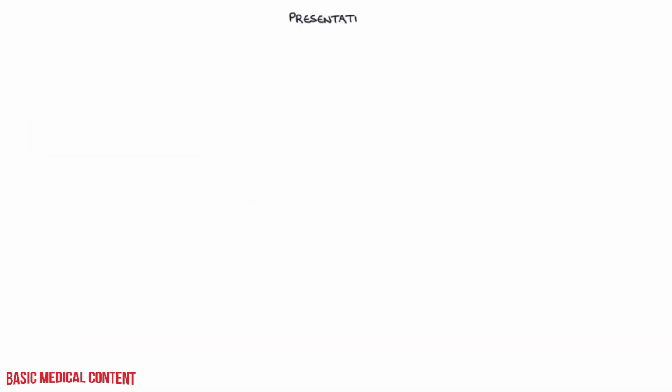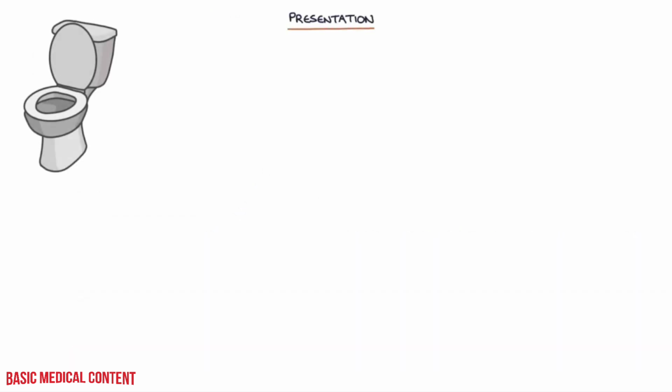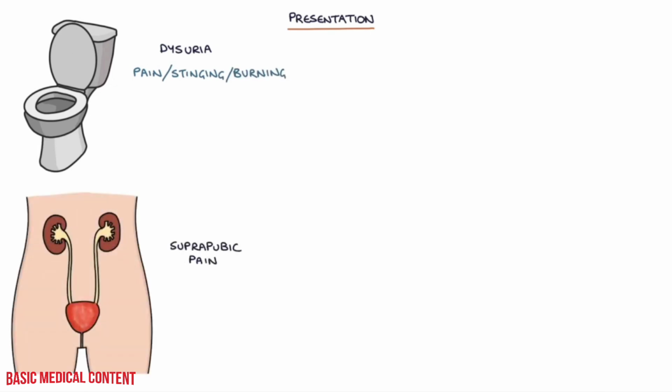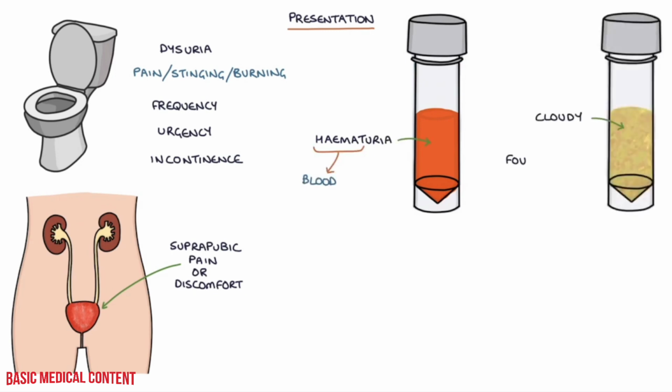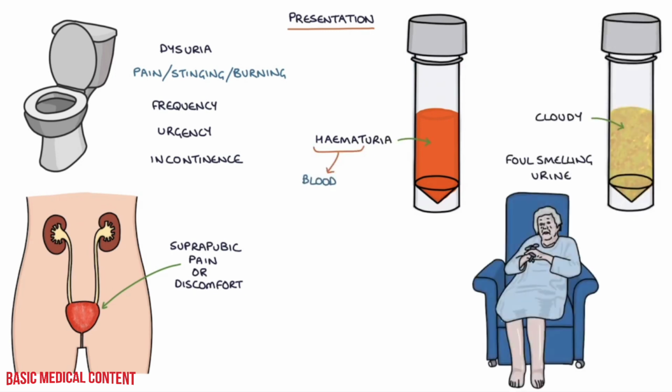Let's talk about the presentation. A typical lower urinary tract infection presents with dysuria, which is pain, stinging or burning when passing urine, suprapubic pain or discomfort, urinary frequency, urinary urgency, incontinence of urine, hematuria, which is blood in the urine, cloudy or foul-smelling urine, and confusion, which is commonly the only symptom in older or frail patients.